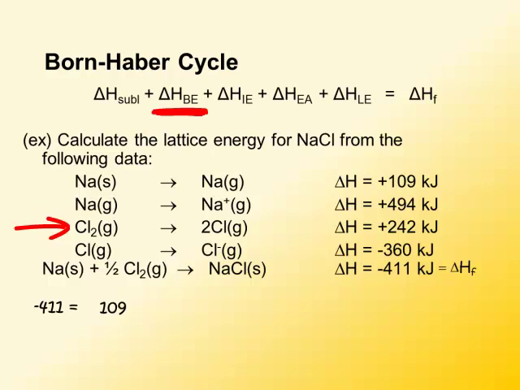Notice something important here. We need to make these individual reactions and the lattice energy reaction add up to the heat of formation reaction shown last. How many chlorines are there in sodium chloride? Only one. How many chlorines are shown in this bond energy reaction? 2. When we put this delta H value into the calculation, we need it to represent the energy associated with one chlorine. So we need to put in half of 242 kilojoules.